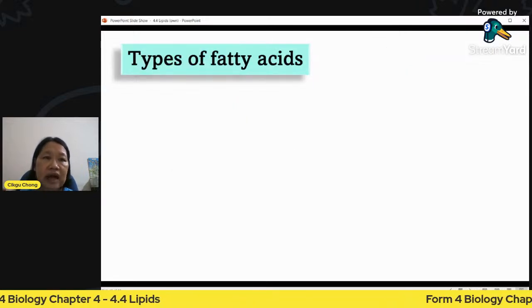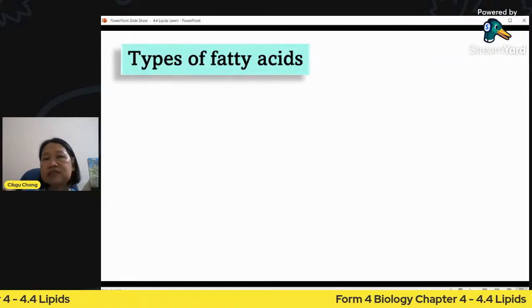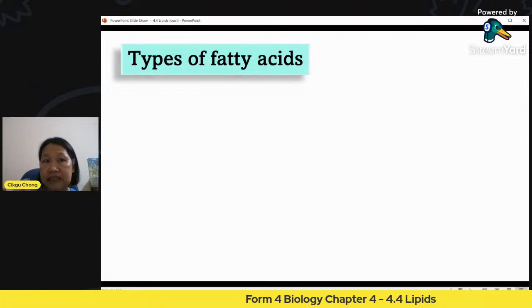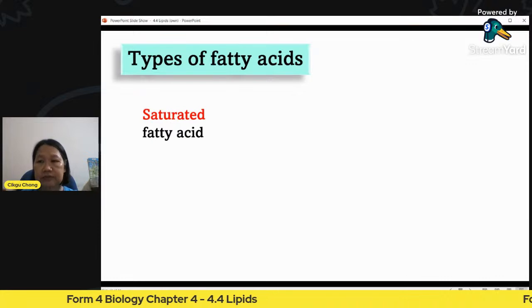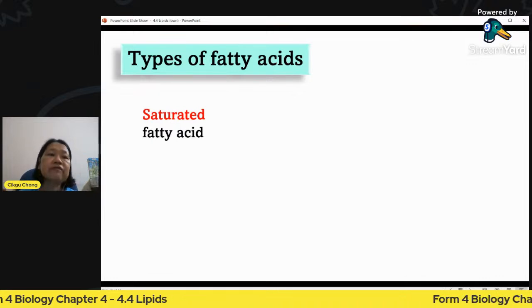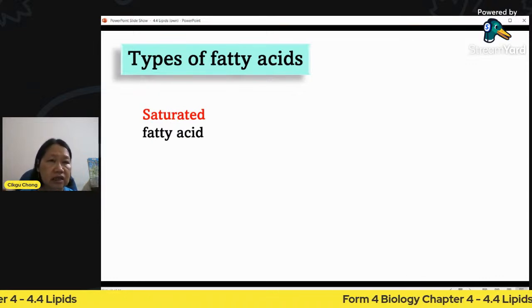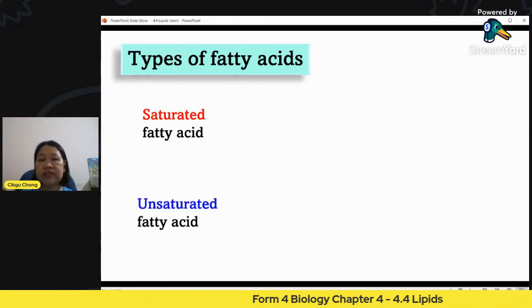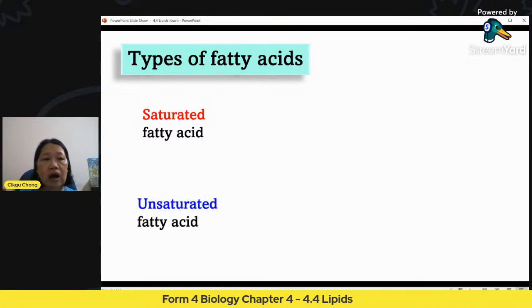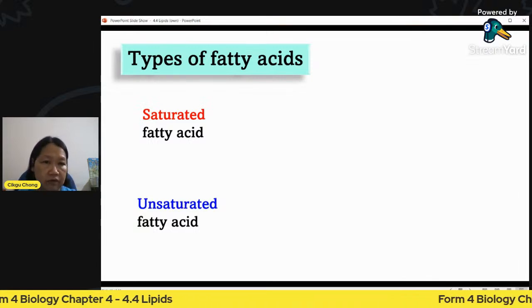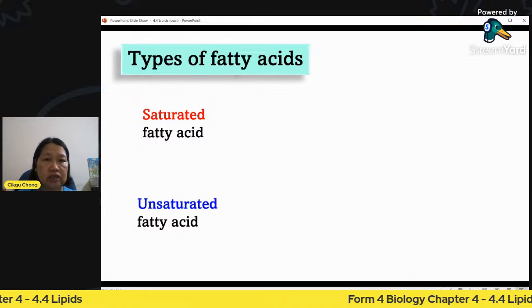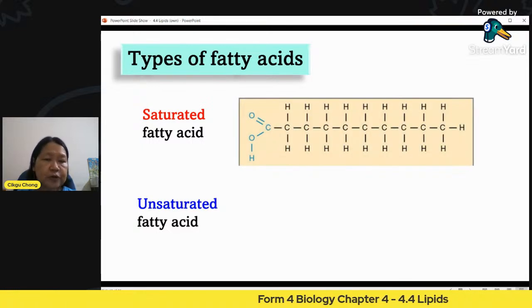All right, now types of fatty acids. So just now we have seen fatty acids, right? You find there's a long chain there. So there are actually two types of fatty acid. One is called saturated fatty acid, and the other type is called unsaturated fatty acid. Okay, now how do you classify them as saturated or unsaturated? If you look at the formula or you look at the structure, you will know. Look at this, I'm showing you.